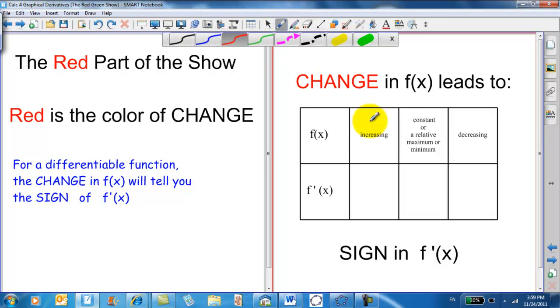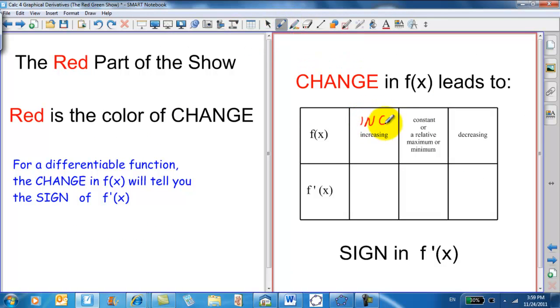So when it's increasing, I'm going to use that INC to abbreviate that, or an upward arrow like that. When the function's increasing, the tangent lines will be increasing, and so the slopes of the tangent lines will be positive, so the derivative is positive. So that's what I mean by change in f of x leads to the sign in the derivative.